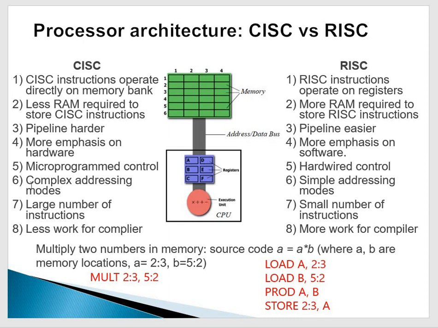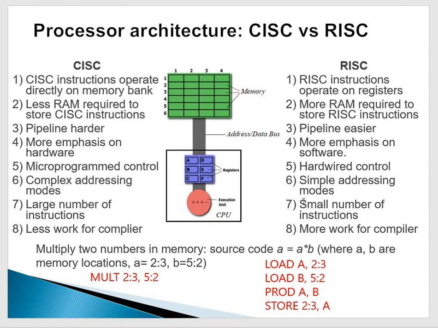The complexity of the addressing mode is very high in case of CISC, and on the other hand, RISC processors have a very simple addressing mode. Okay, so the seventh one is that the processor which has CISC architecture requires a large number of instructions. That is why its name is complex instruction set computer. Its instruction set is complex, meaning it will have a large number of instructions. So many instructions are there in the CISC processor.